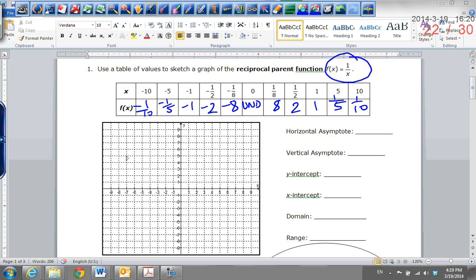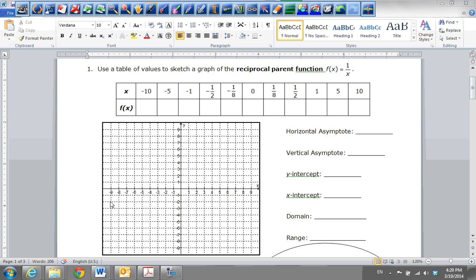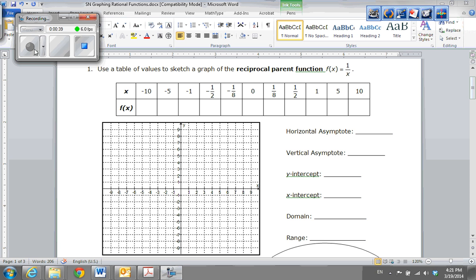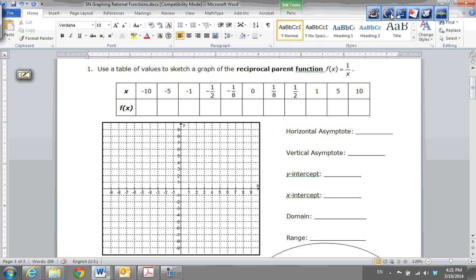So our picture, when you graph this, is going to look something. Maybe my pen will work. Oh no. Sorry. One sec. Alright, sorry about that. Technical difficulties.